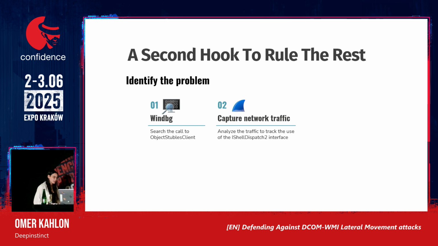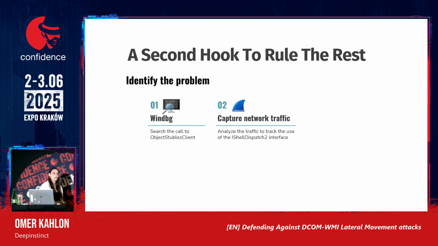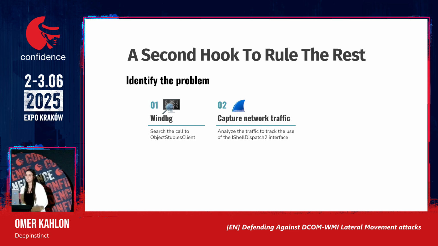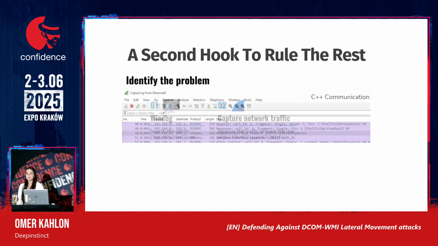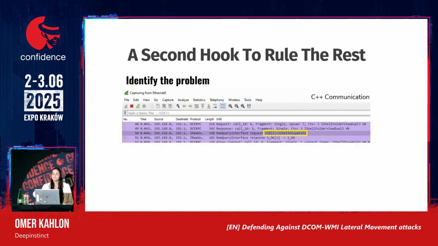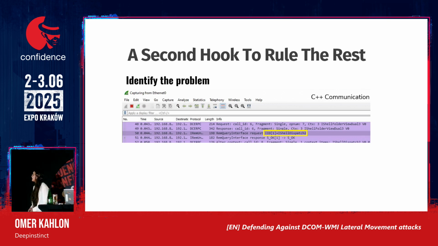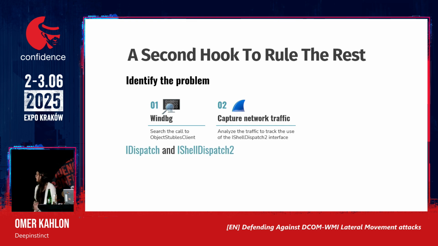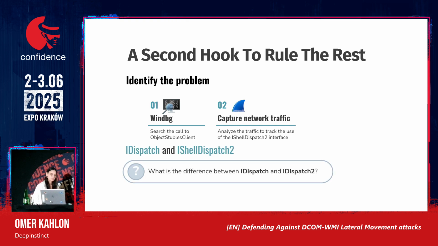I started by capturing the communication created by our C++ implementation, and I saw a clear interaction with IShellDispatch2. Then I compared it with the network traffic generated by the PowerShell script, and I can no longer see interaction with IShellDispatch2, but instead I see interaction with IDispatch. So what is the difference?